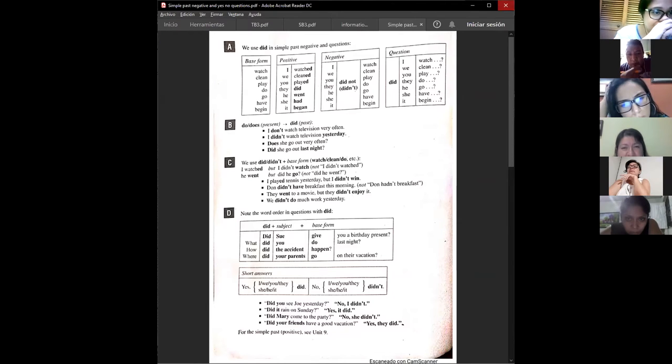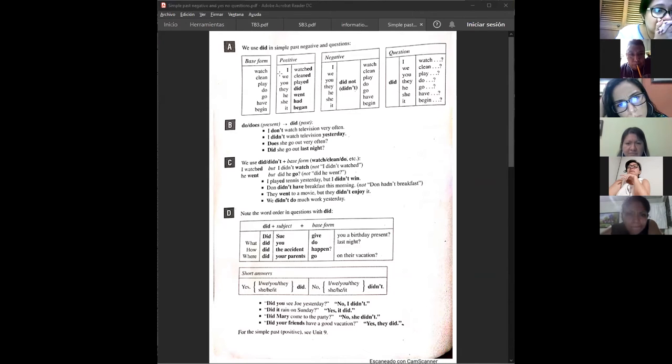These are in past. Okay, let me just show you this one. I don't know if you can see this part. I washed. We cleaned. You played. They did. If you see, we have did here because the base form of the verb is do. This is in present and this is in past. He went. Why is it different? Because it's irregular. Go, we have went. She had. If you see, had is different because have is irregular. It began. Began is different because begin is an irregular verb.